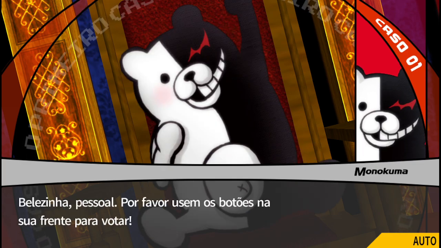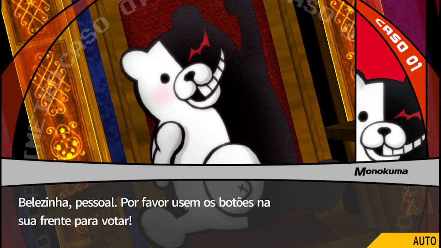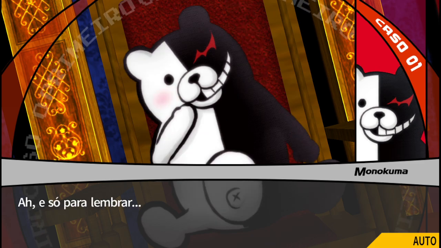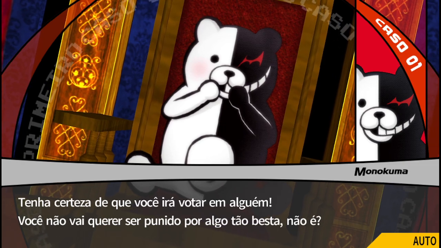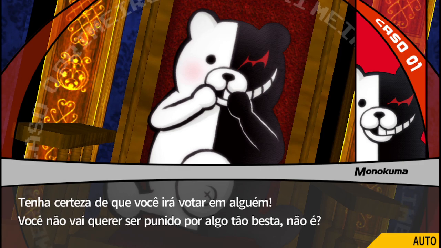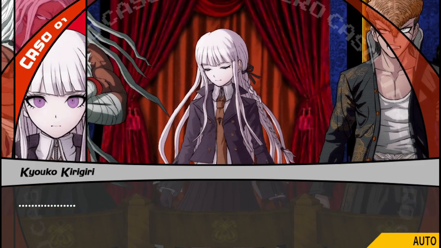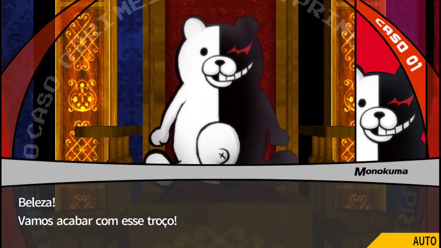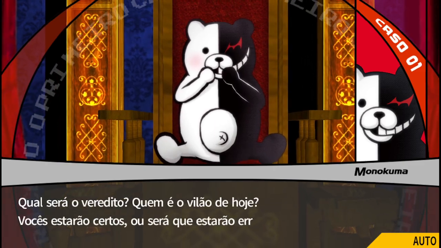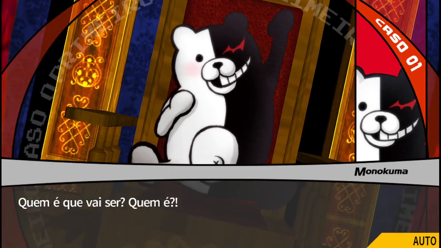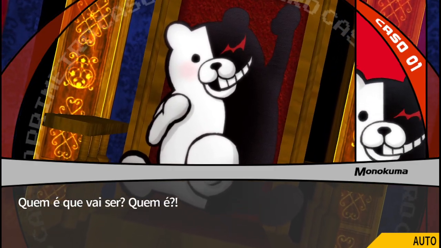You all have a lever in front of you. Use it to make your selection. Oh, just to remind you all, make triple sure you vote for someone. You wouldn't want to be punished for something so minor, right? Okay, then let's get excited! Who will be chosen as the blackened? Will you make the right choice or the dreadfully wrong one? What's it gonna be? What's it gonna be?